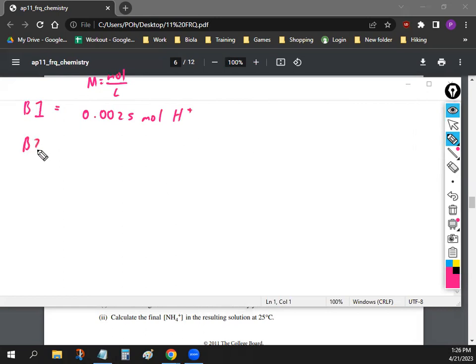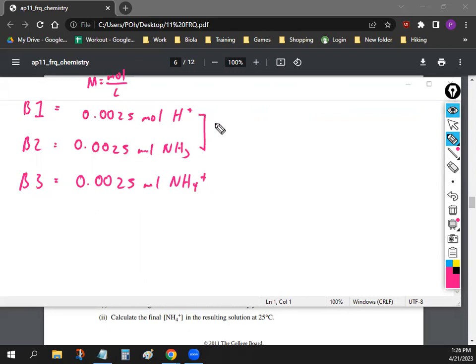Okay, beaker 2 is going to supply 0.0025 moles of NH3. Beaker 3 is going to supply 0.0025 moles of NH4 plus. Now we said earlier in the previous part that these two are going to react together, right? So the HCl, which I'll represent with H plus, will react with NH3, and it will form NH4 plus. Everybody good with that? This is what we went over in the previous part. I didn't add the Cl minus, so if you added them, that's totally fine.